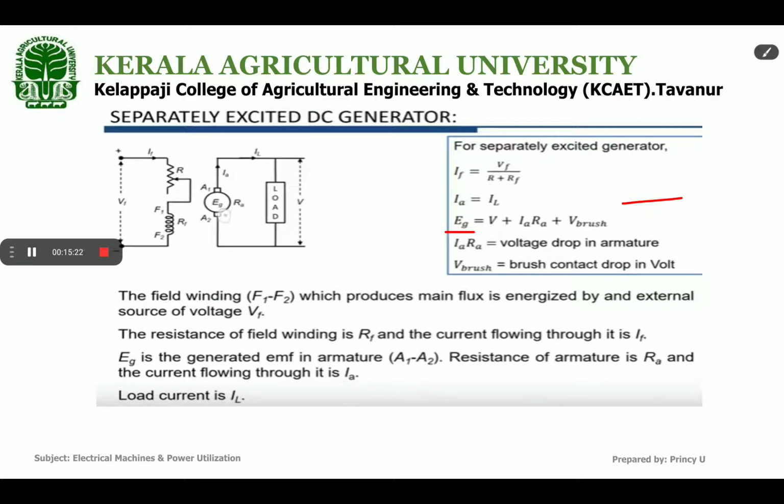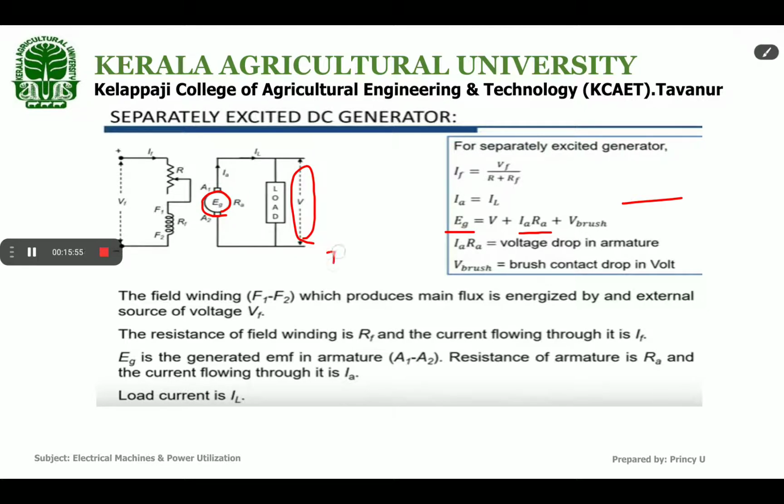The generated EMF of this separately excited DC generator is V, if we know the output voltage V, plus the drop in the armature. We know the armature winding resistance is RA, so there will be some voltage drop due to the resistance of the armature winding. That is IA into RA.